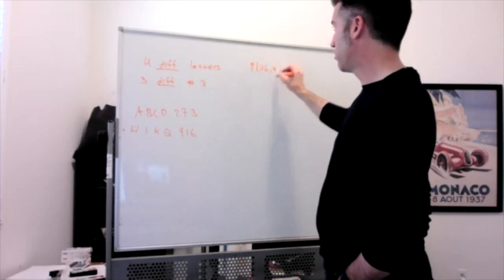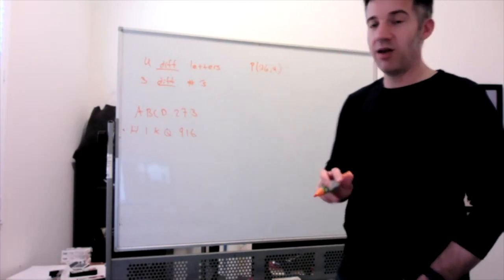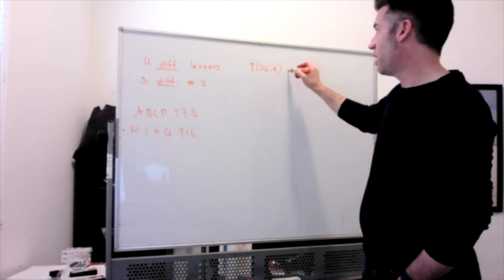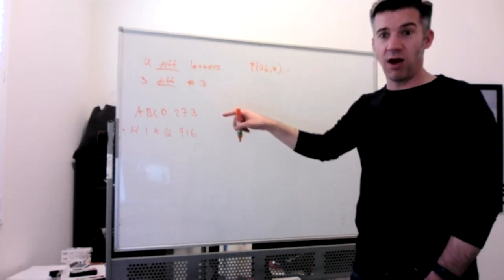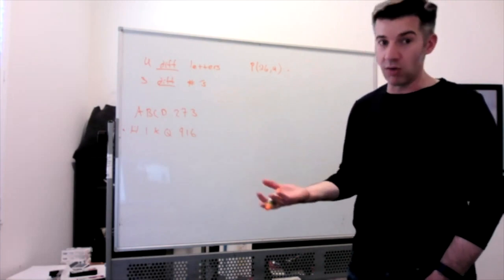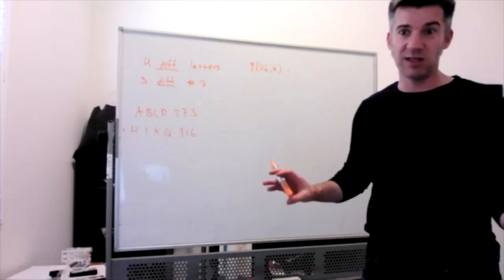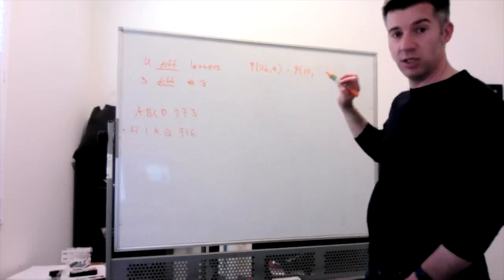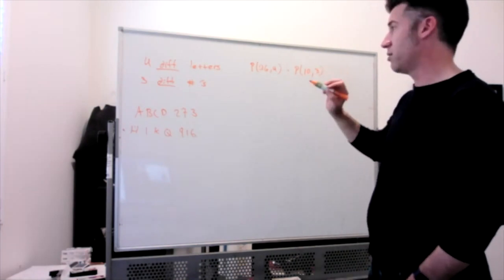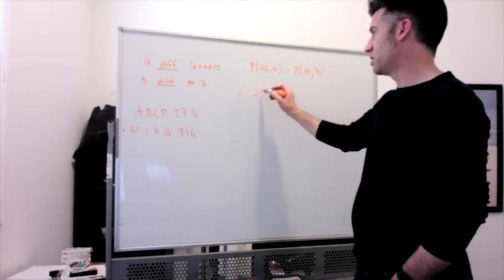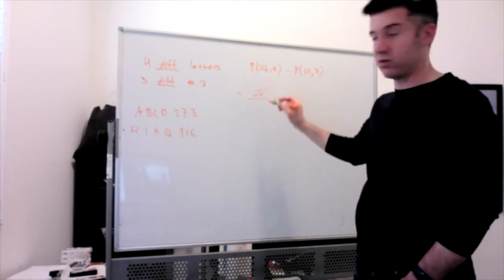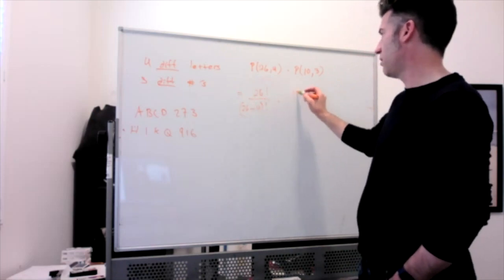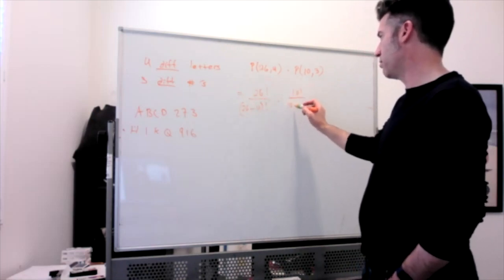So 4 different letters. Out of 26 letters, we're going to choose 4 of them. This will be the number of permutations we get, times 3 different numbers. How many numbers are there to choose from? There are 10, if you count 0 as a number. There are 10 different digits, I should say, instead of numbers. So out of the 10 digits, we're going to choose 3 of them. So that's going to equal 26 factorial over 26 minus 4, which is 22 factorial, times 10 factorial over 10 minus 3.